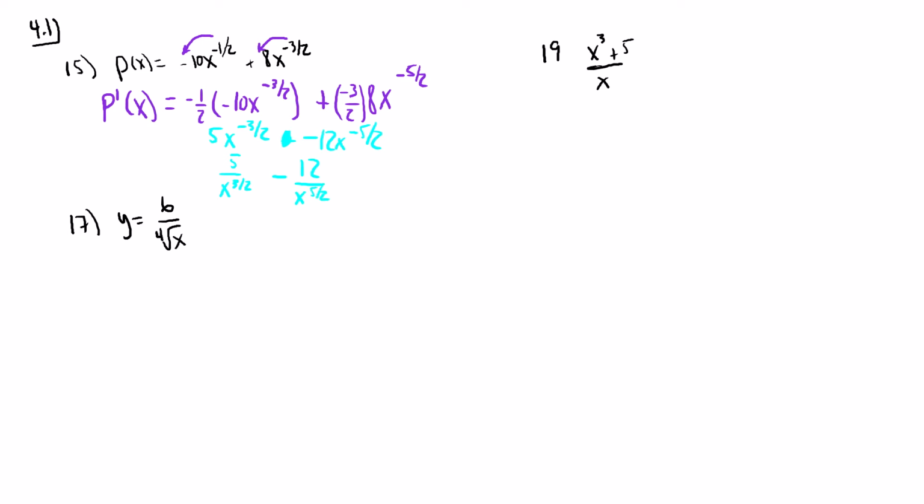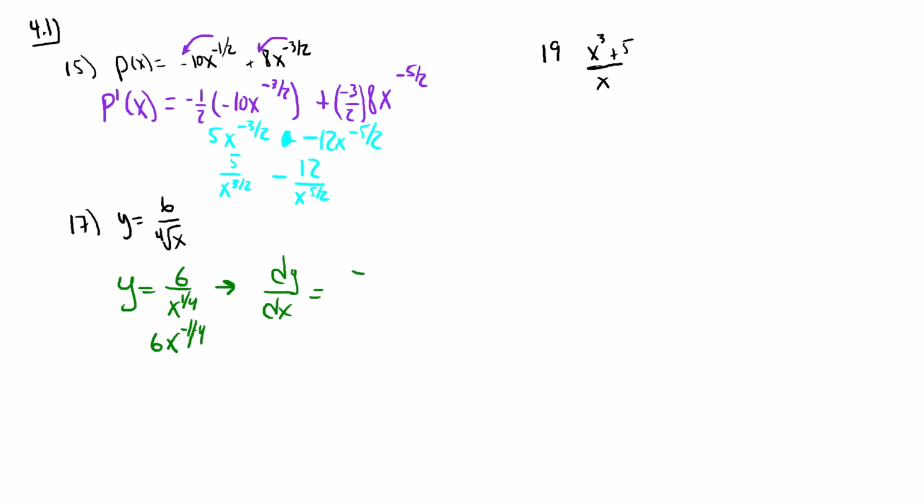Question 17. We should rewrite 17. We can say that this is y equals 6 over x raised to the 1/4 power. We have a couple of different ways of doing this question, so let's do them a few different ways just in case. The derivative is going to be, well, we may want to rewrite this as 6x to the negative 1/4.